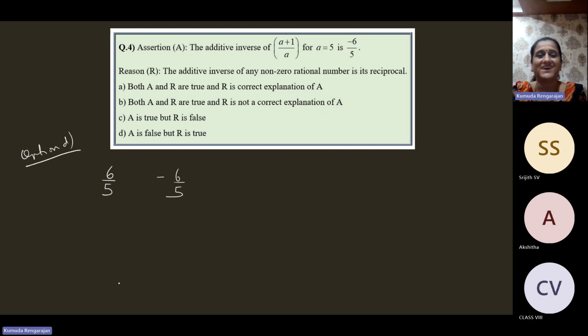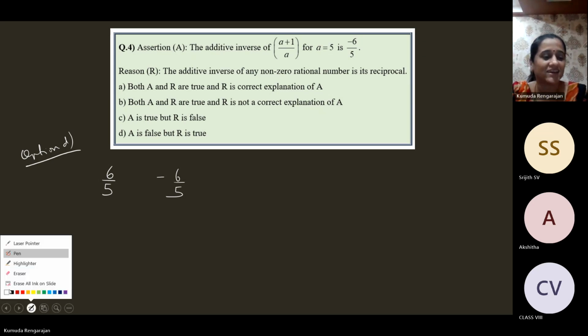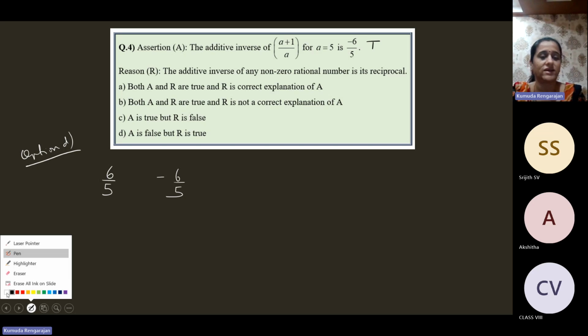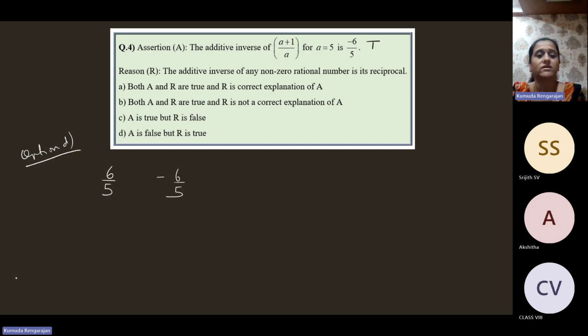Now you're repeating with me. You said it's false. We didn't say. Ma'am, so option C is the correct answer, ma'am. Somebody among the boys said the assertion statement is false. I don't know if all of you said that, but one of you voiced that.